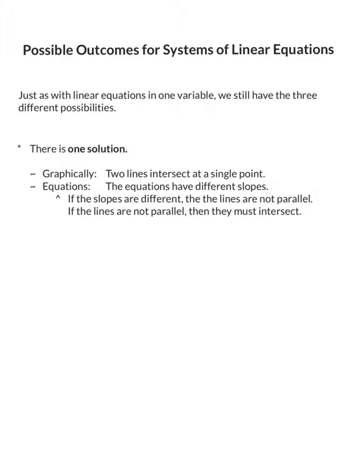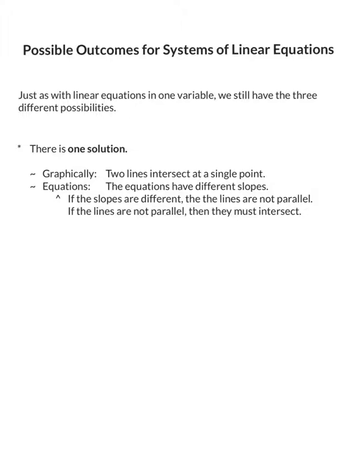In order for two lines to intersect at a single point, then the equations have to have different slopes. If the slopes are different, then the lines are not parallel. And if the lines are not parallel, then they must intersect.